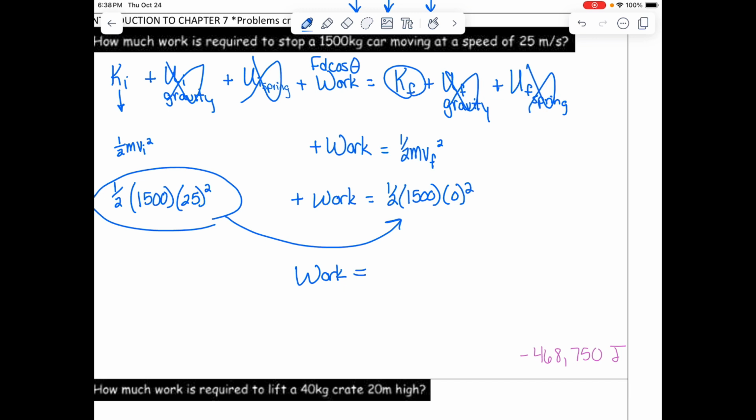Good, yeah. It would have been negative when you take it to the other side though. Negative 468,750, and energy's measured in joules. Good to go? How do you spell joules?